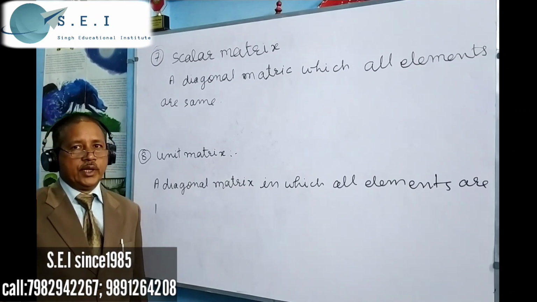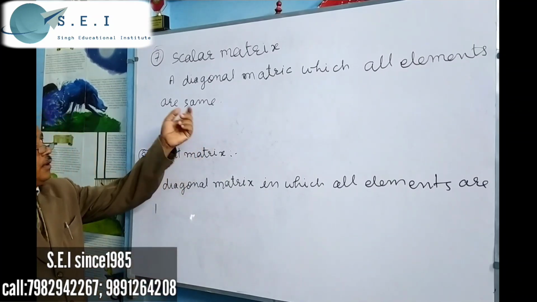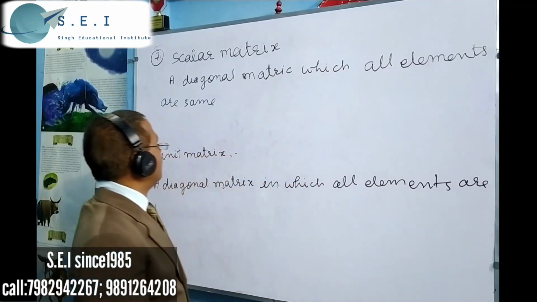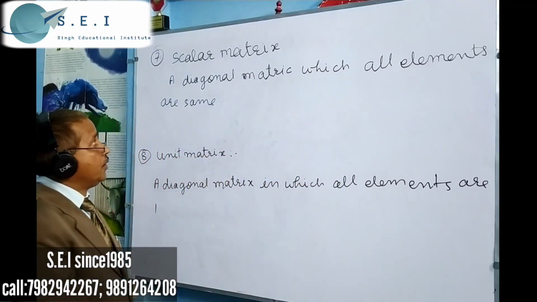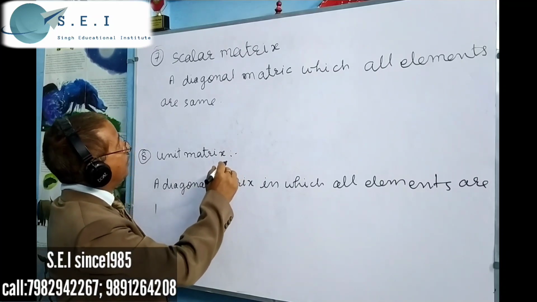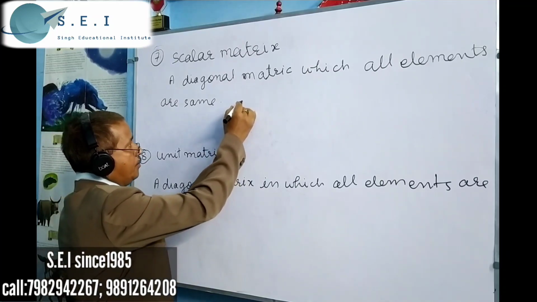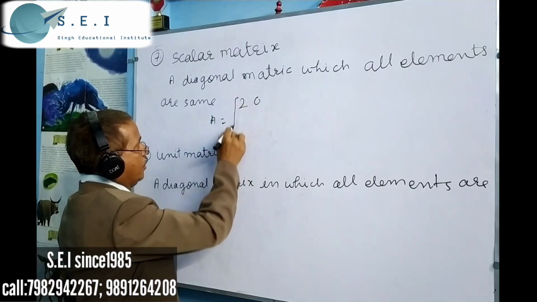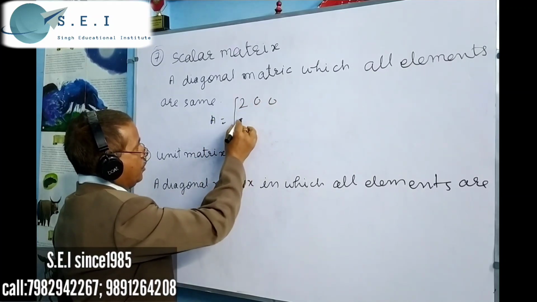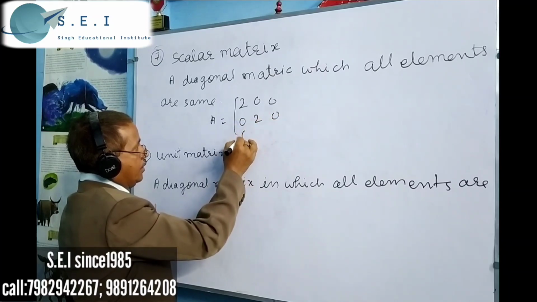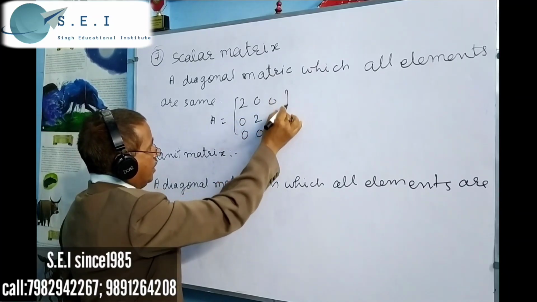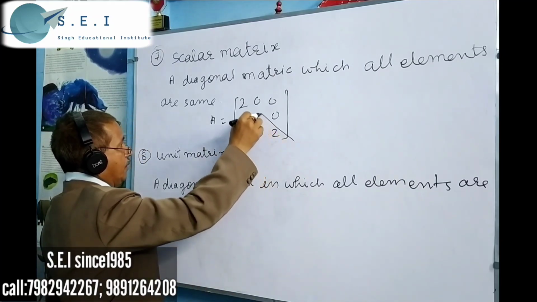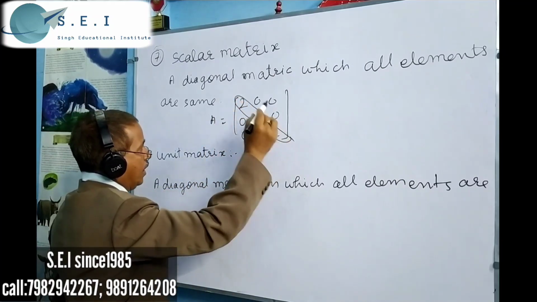Next is the scalar matrix. A diagonal matrix in which all the diagonal elements are the same is called a scalar matrix. For example, A is the matrix 2, 0, 0, 0, 2, 0 and 0, 0, 2. It is an example of a scalar matrix because all diagonal elements are the same.